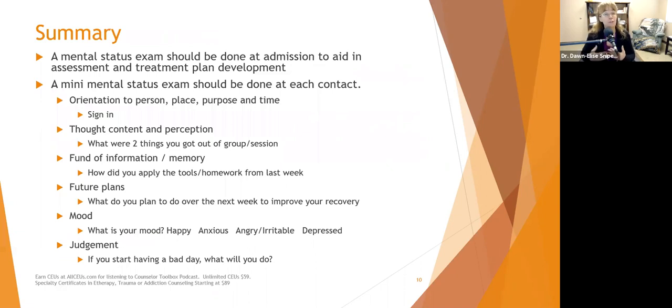Or what can you do between now and the next session to get you through this crisis? Their mood. What is your mood right now? What is your affect, if you want to use the proper term? Are you happy, anxious, angry, irritable, depressed? Give me a word here.